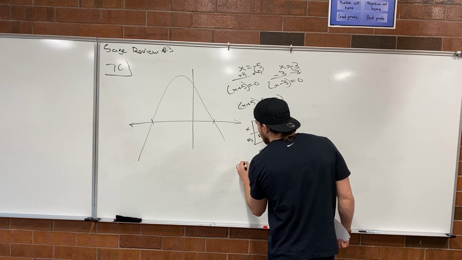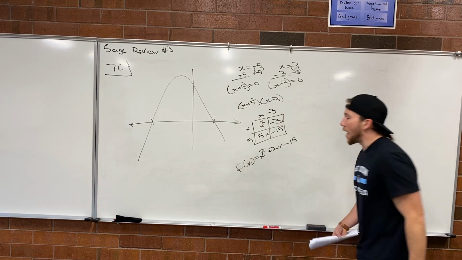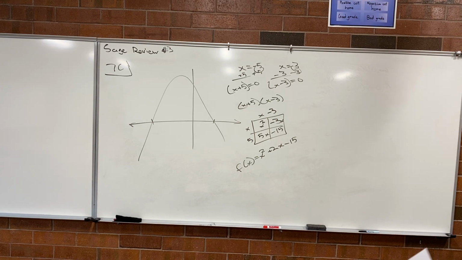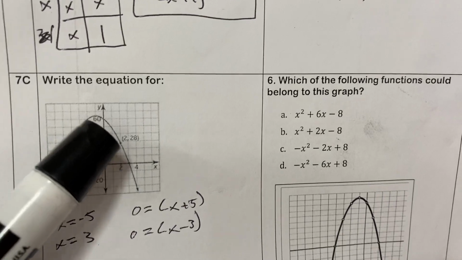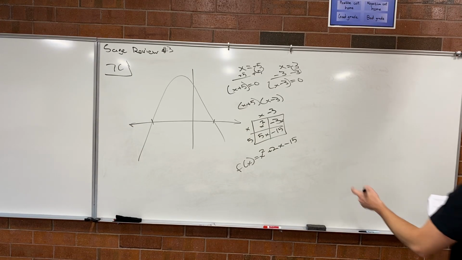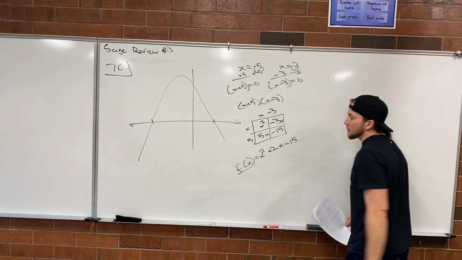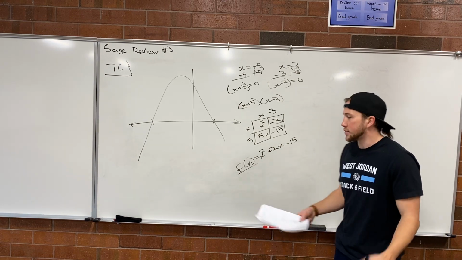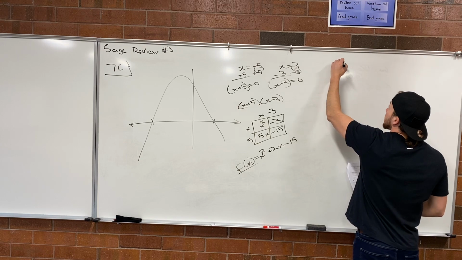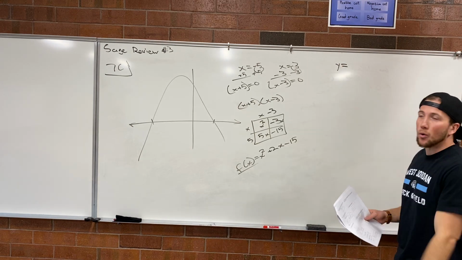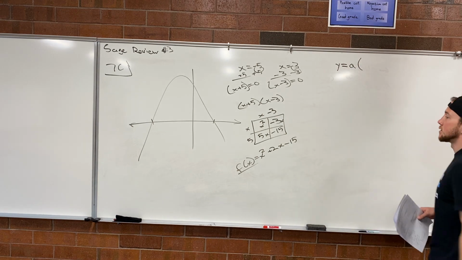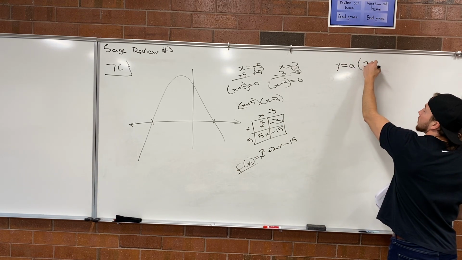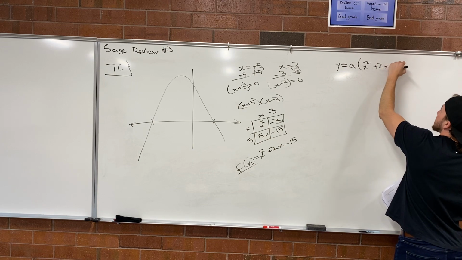Okay, and so we're not done quite yet. The reason why is because we're given a third point here, and there's going to be a coefficient that goes in front of this. That third point is 2 comma 28. Let's remember that f of x is just like saying y equals. So y equals, and because of that third point, we're going to have to write a as a coefficient times x squared plus 2x minus 15.